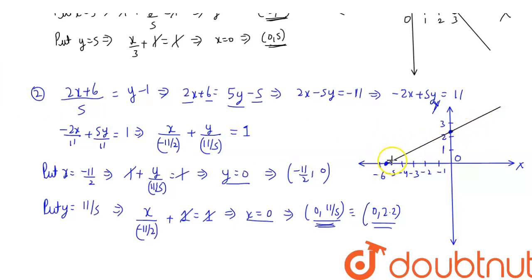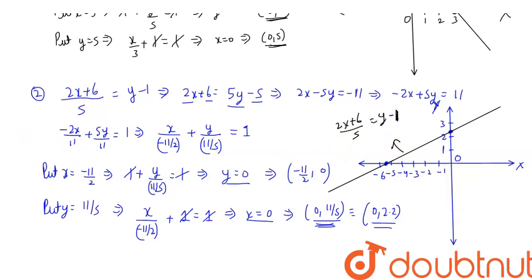This is one part of the line, and the other part of the line would be lying somewhere here, like this. So this is the line. Let us also name it. This is the line for (2x + 6)/5 = y - 1. This is the graph of this line.